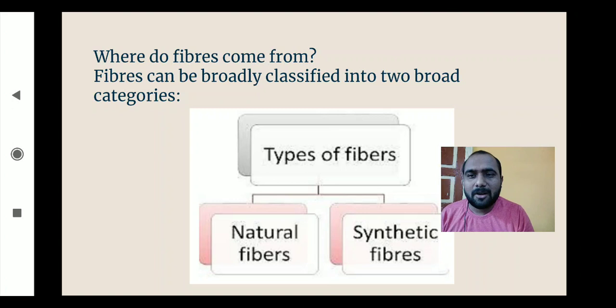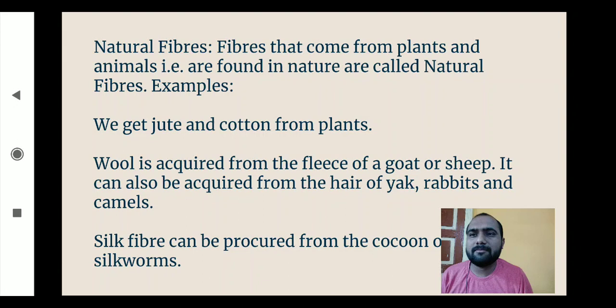Now let us see the definitions of that. Let us begin with the natural fiber. So the natural fiber means the fibers that come from plants and animals, that are found in nature, are called natural fiber. Very simple it is. The fiber which we get from the plant or animal. Why am I discussing plant and animal? Because plants and animals are found in nature, so that's why these are called natural fiber.